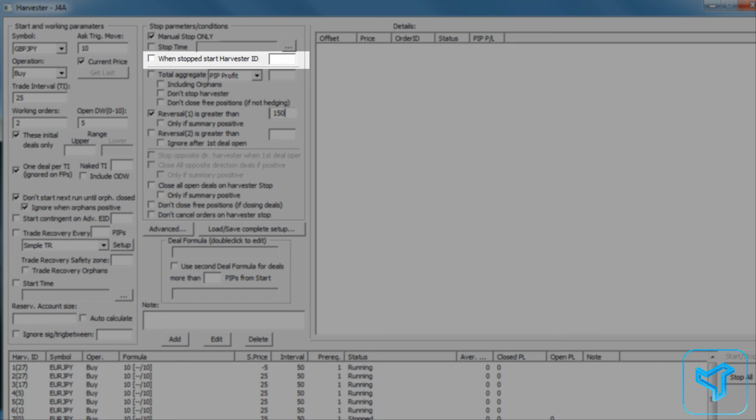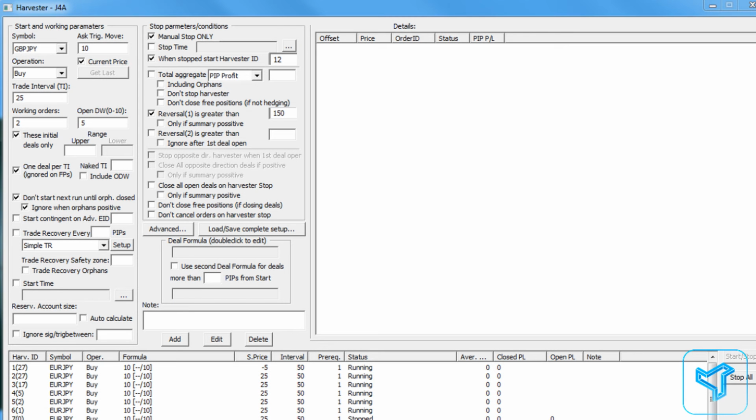If we were to select the box which says, when stopped, start harvester ID blank, we could actually create a daisy chain effect and create a new set of trades that begin once this harvester has been stopped, and we would do this by clicking this box and adding in the ID for the next harvester. Ultimately, we could have an unlimited number of harvesters. They could all start and stop based on any parameters that we choose. Hopefully by now, you're beginning to see just how flexible this platform really is.